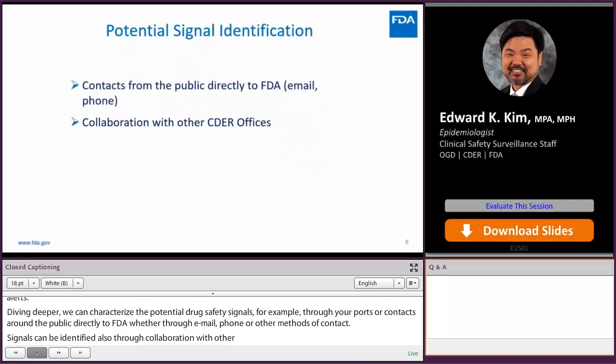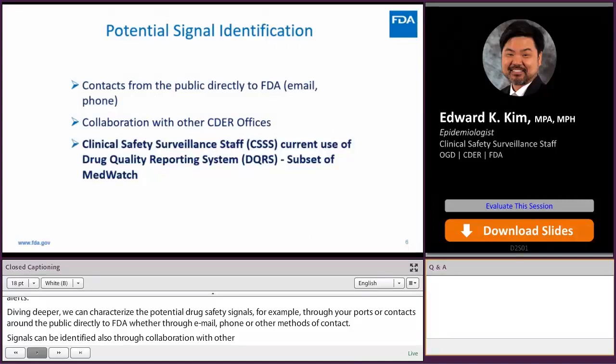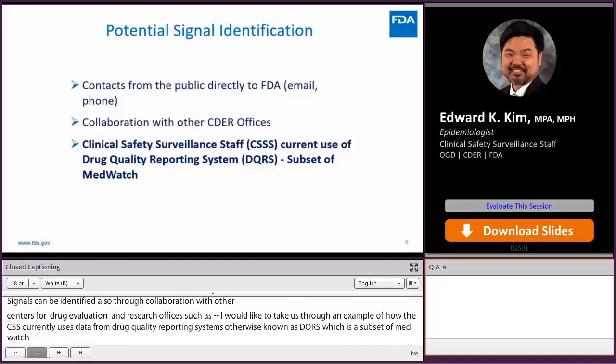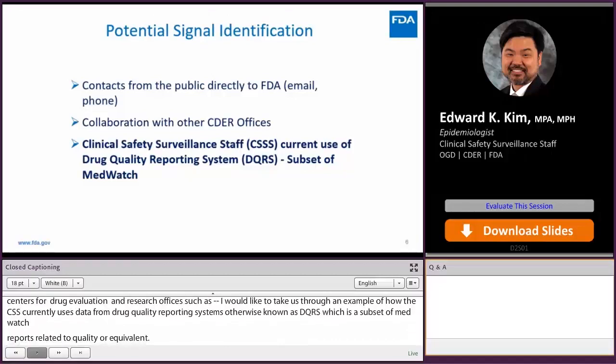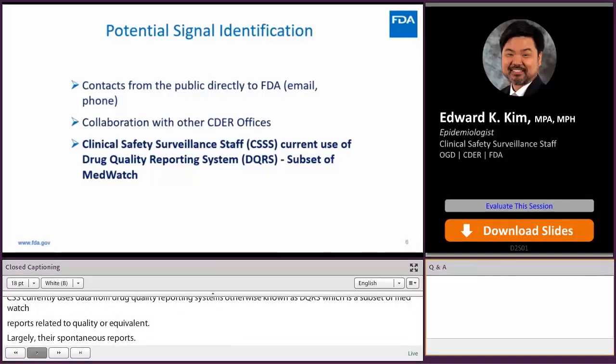But for the purpose of this presentation, I'd like to take us through an example of how the CSS currently uses data from Drug Quality Reporting System, otherwise known as DQRS, which is a subset of MedWatch reports related to quality or inequivalence. Largely, they're spontaneous reports. These are nearly 1,000 MedWatch reports per month on average, and these are searchable across multiple fields with dynamic reporting.